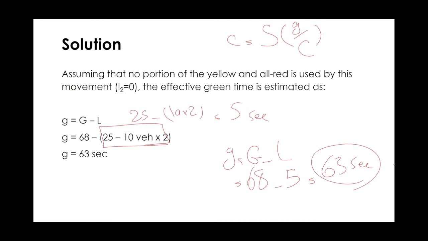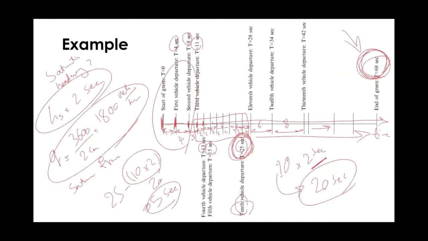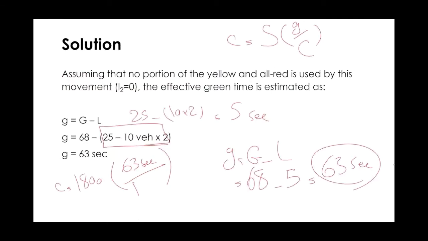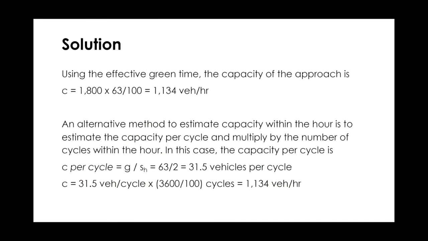And if I want to calculate the capacity of the intersection, it is 1800 vehicles per hour multiplied by 63 seconds, divided by, what was the cycle length? The cycle length was given as 100 seconds. 63 divided by 100 multiplied by 1800, this would give me the capacity, which is equal to 1,134 vehicles per hour.